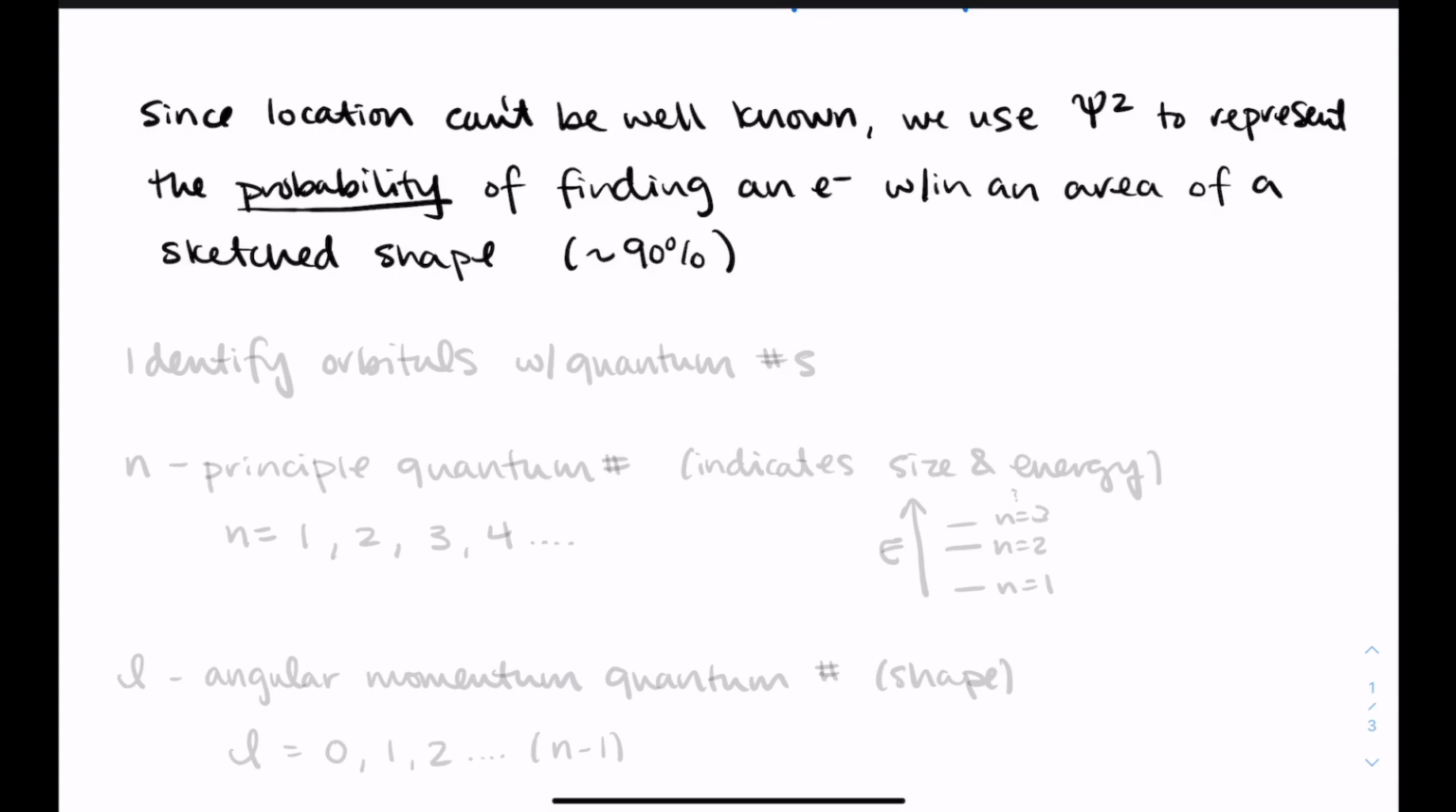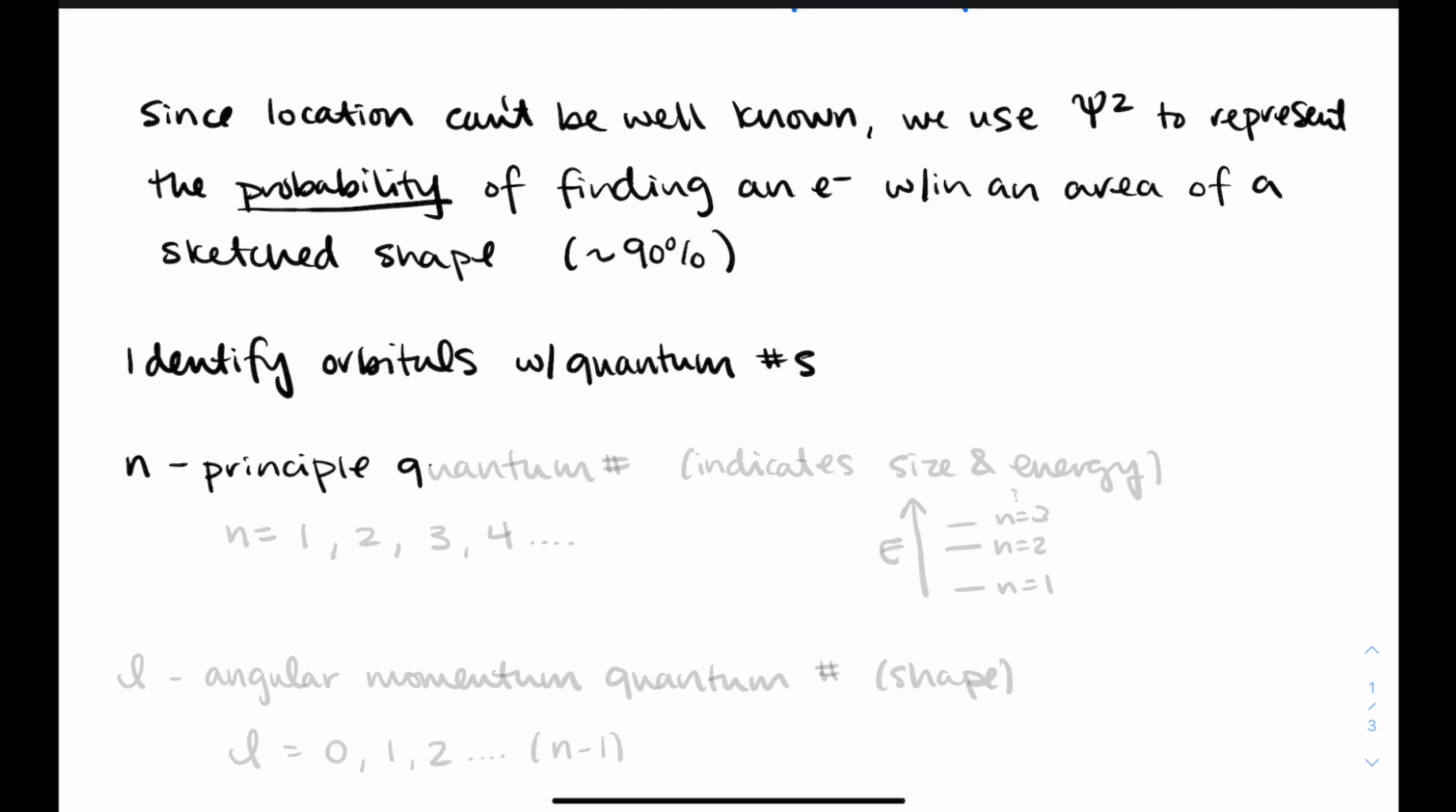So we identify orbitals with quantum numbers. n, we call it the principal quantum number. This is that same n value that we had with the Bohr model of the atom. So n equals 1 is the lowest, and it's the lowest energy. Then we can go up from there in whole numbers. This principal quantum number tells us about the size and the energy. So going up in n means going up in size and up in energy.